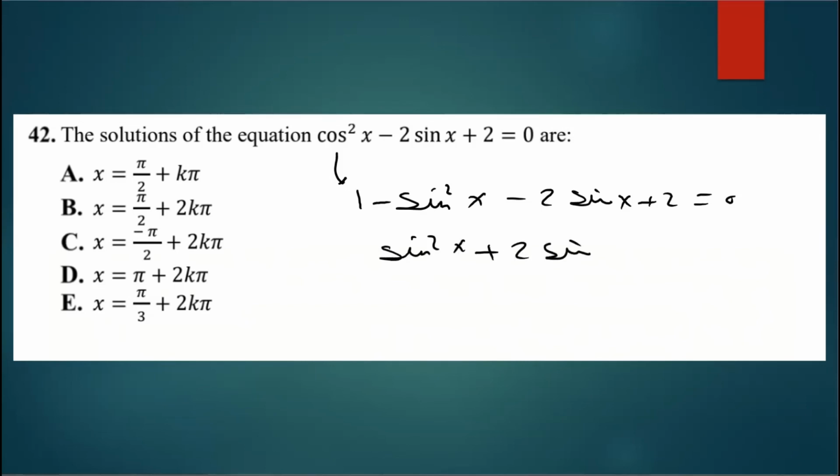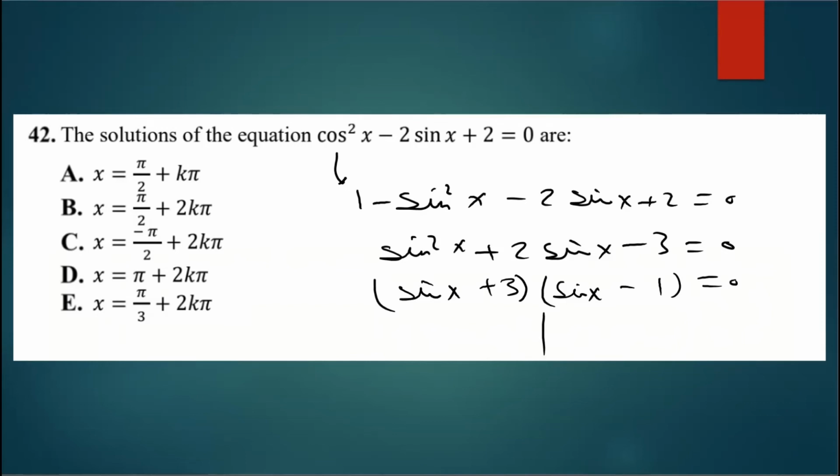I multiply by negative, so instead of having 3, it will be negative 3 here. And that is easily factorizable to sine x plus something, and the 3 and the 1, the bigger is positive, the smaller is negative. So sine x equal negative 3. So it cannot be solved in real numbers.